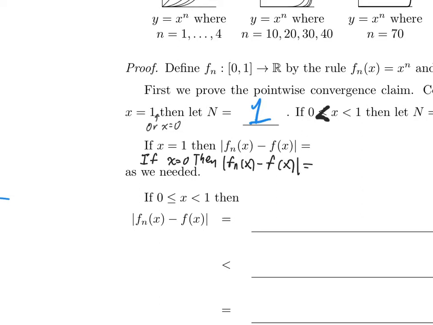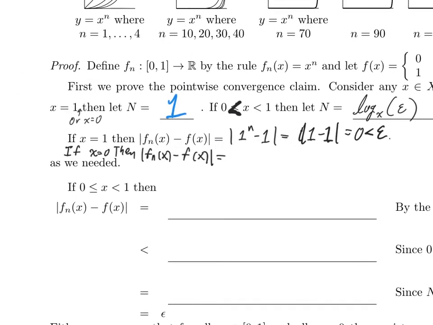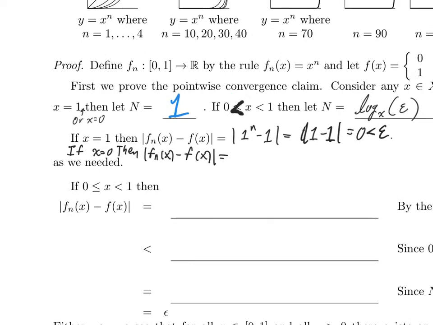If x is equal to 1, then the absolute value of f sub n of x minus f of x is equal to the absolute value of 1 to the n minus 1. But that's 1 minus 1, which is 0, which is less than epsilon. Great. Similarly, if x is equal to 0, then the absolute value of f sub n of x minus f of x is 0 to the n minus 0, which is still 0, which is less than epsilon. In both of those cases, we get what we need.